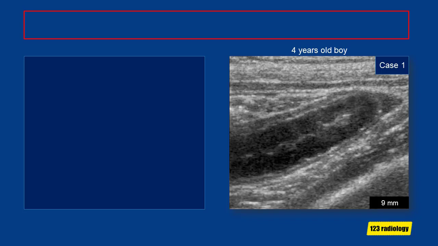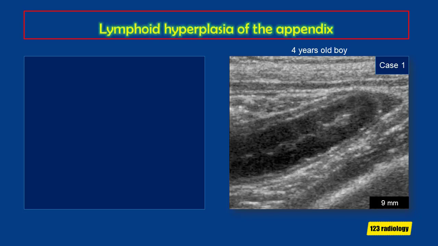Here is an example. This is a 4-year-old boy. He has an ultrasound done for an issue unrelated to the lower abdominal quadrant. And here is the appendix measuring about 9 millimeters in diameter. You look at it and think, what a large appendix, should it be appendicitis? If you look at the wall of the appendix, it is very thickened, it has a cobblestone pattern, and there is nothing in the lumen of the appendix, and this represents lymphoid hyperplasia of the appendix.